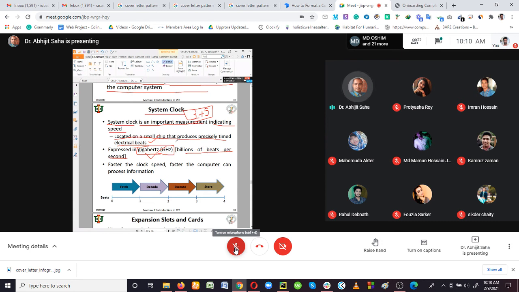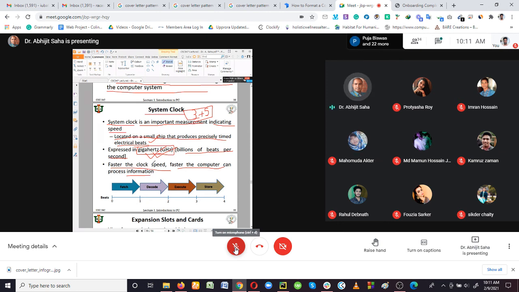The more gigahertz you have for your computer system, the more powerful your computer is going to be. The system clock measures your computer speed, so the more gigahertz you have with your CPU, the faster performance you are going to have. That is what it's saying: the faster the clock speed, the faster the computer can process the information.